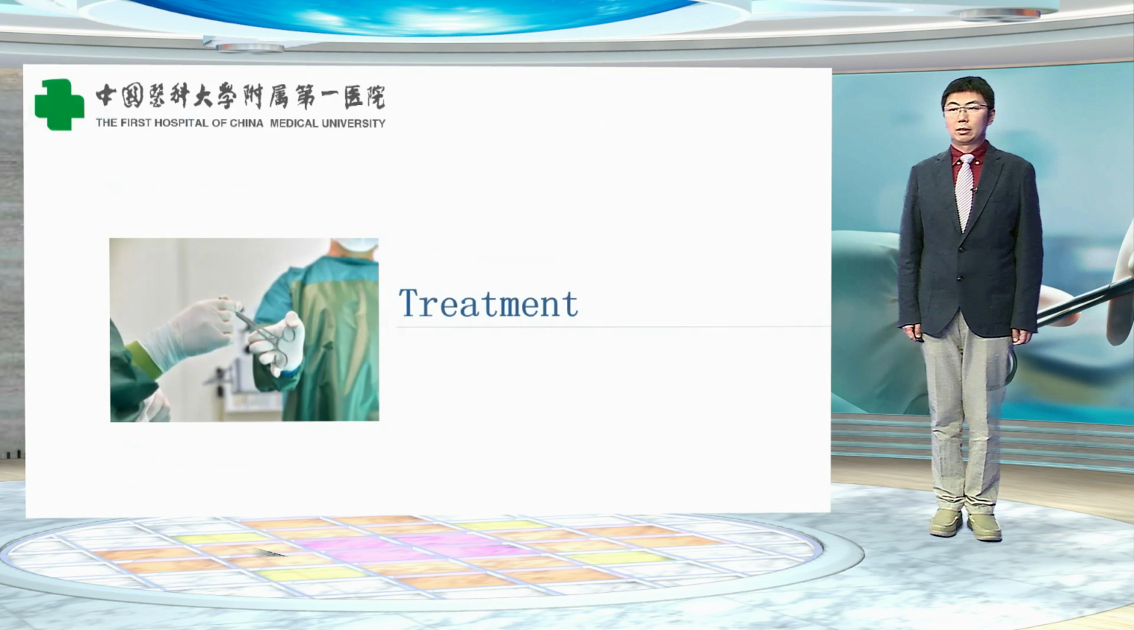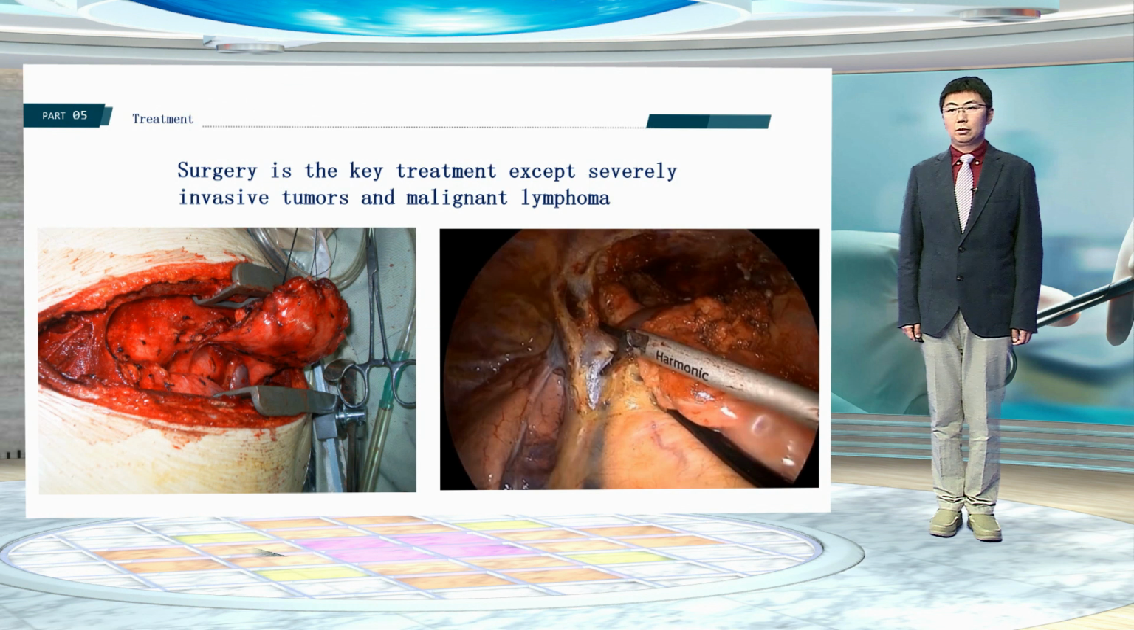The treatment for mediastinal tumors depends on their types, locations, aggressiveness, and the symptoms they may cause. Treatment of primary mediastinal tumors usually requires surgery. Some severely invasive tumors and malignant lymphoma, which cannot be completely resected, are treated by radiation or chemotherapy.